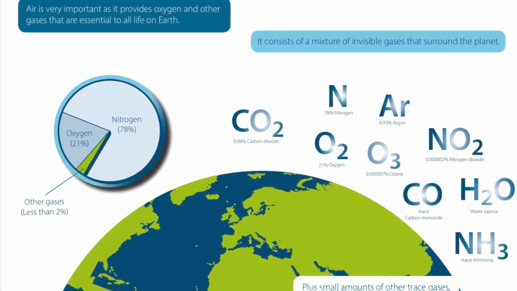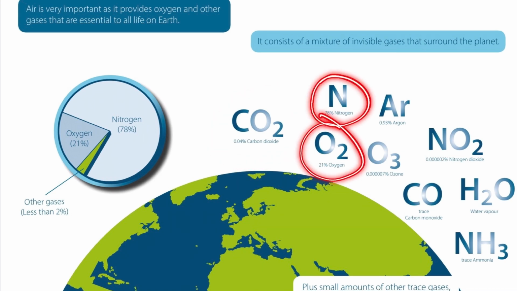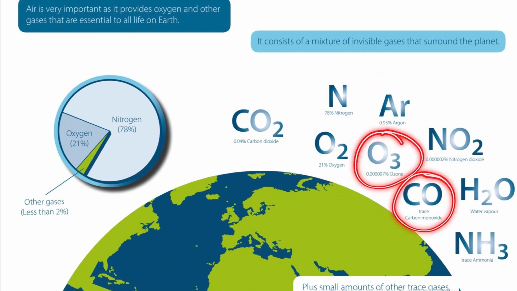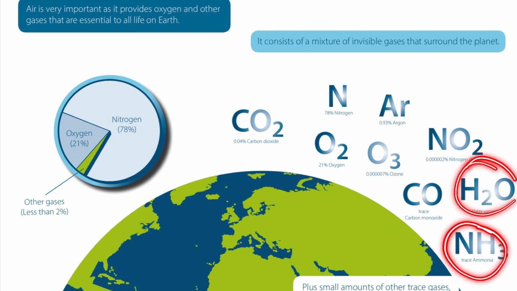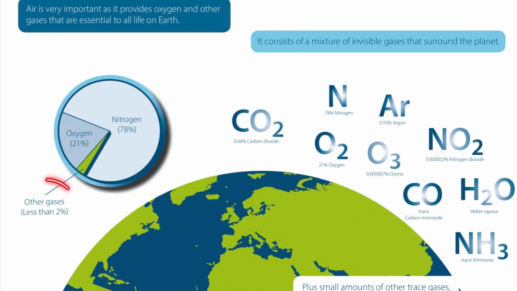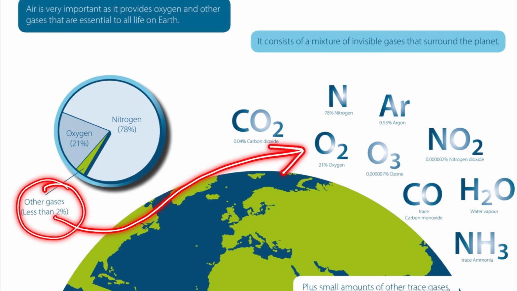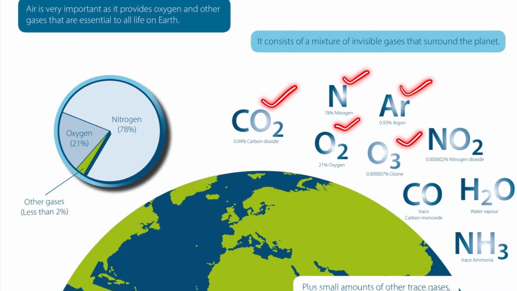First of all, we will see why air is important. Air is important as it provides oxygen and other gases that are essential to life on Earth. The air is actually a mixture of gases, and those gases involve carbon dioxide, nitrogen, oxygen, argon, ozone, carbon monoxide, nitrogen dioxide, water vapors, ammonia. The biggest percentage of gas is nitrogen, which is about 78%, whereas the remaining 21% is oxygen and the remaining 2% is other gases, like carbon dioxide, argon, ozone, nitrogen dioxide, carbon monoxide, water, and ammonia.